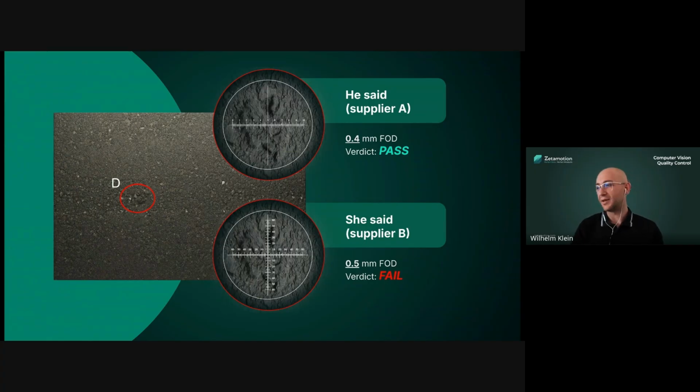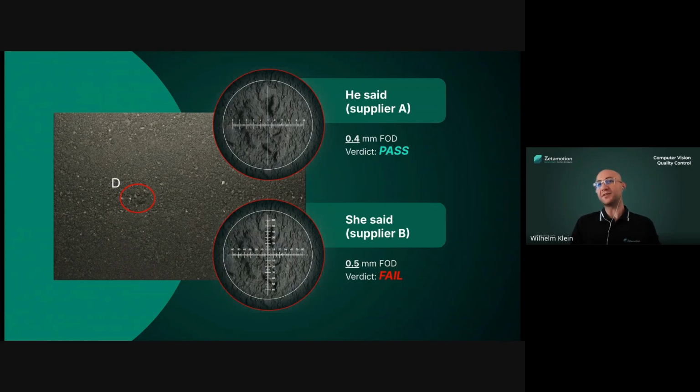Because one inspector might be using their human eyes and their human tools to inspect it and come to the conclusion that I measure this at 0.4 millimeter FOD, and therefore it is a pass. While the other inspector might be using their magnifying glass, which is a slightly different brand, might be slightly different in the way it looks, even if they're all calibrated the same way. It just feels a little bit different. And that QC worker defines this to be a fail. And you get this problem of how do you actually define it?